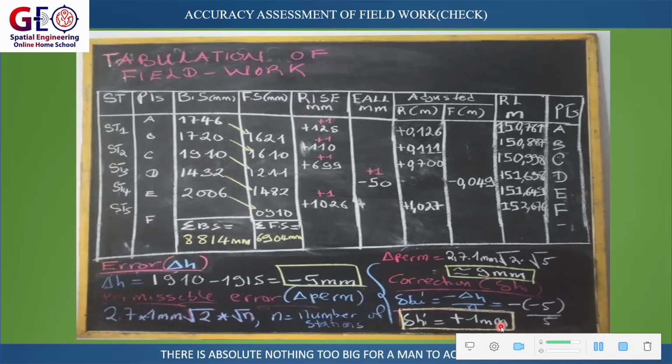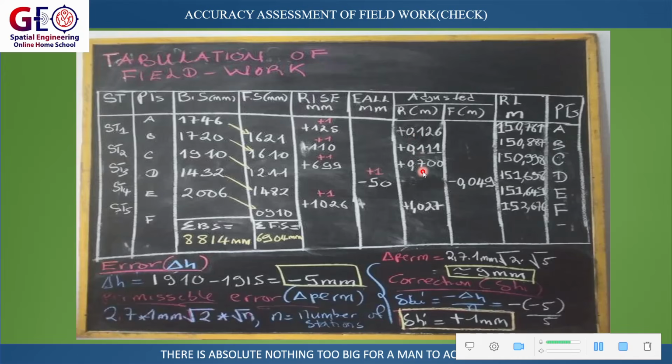So when you look now at our table, we are going to see that plus 1 millimeter has been added to the height difference that we obtained. If we take 125 plus 1, we're going to have 126 millimeter. Convert it to meter, and we put it in the table of adjusted height difference. Same thing here: 110 plus 1 millimeter, we're going to have 111. Convert it to meter. So that's how we get the adjusted height difference.